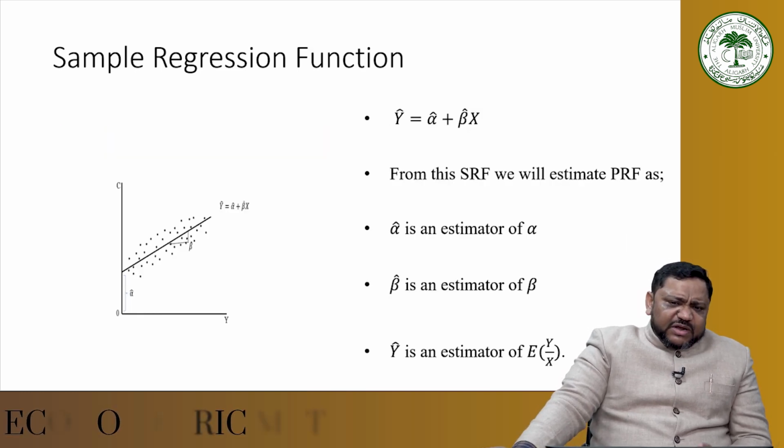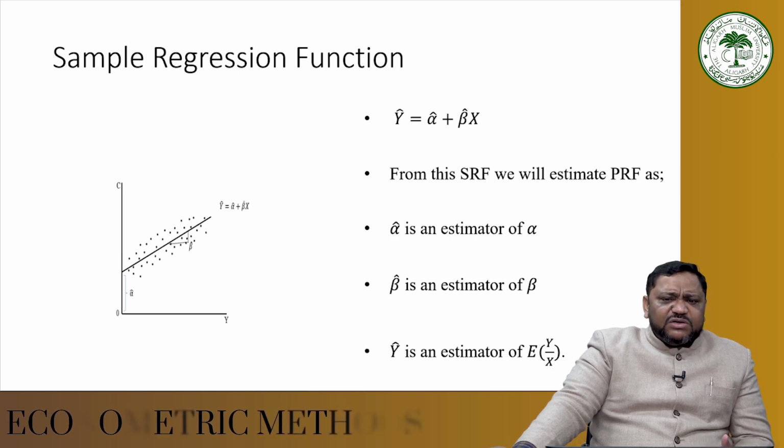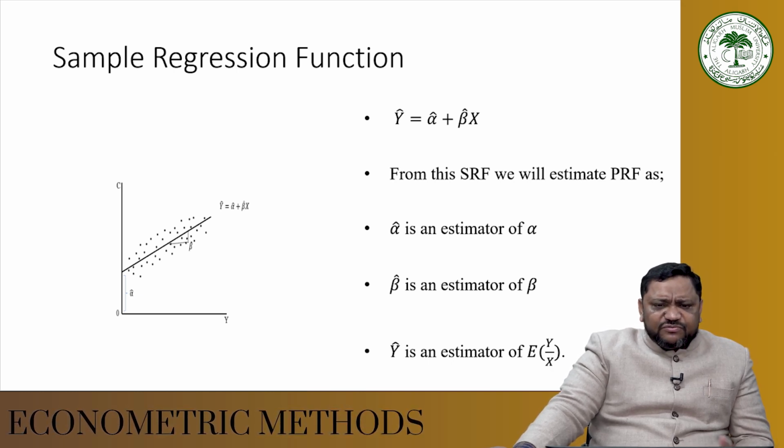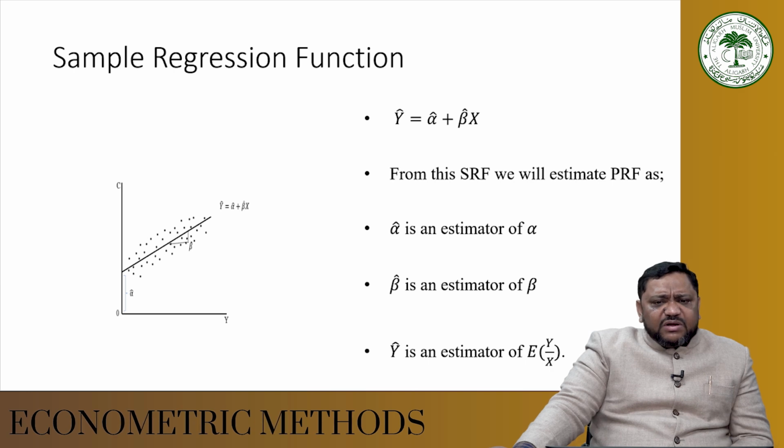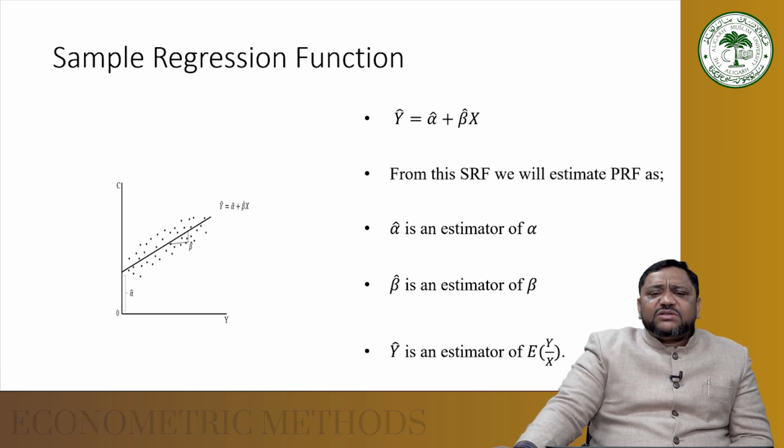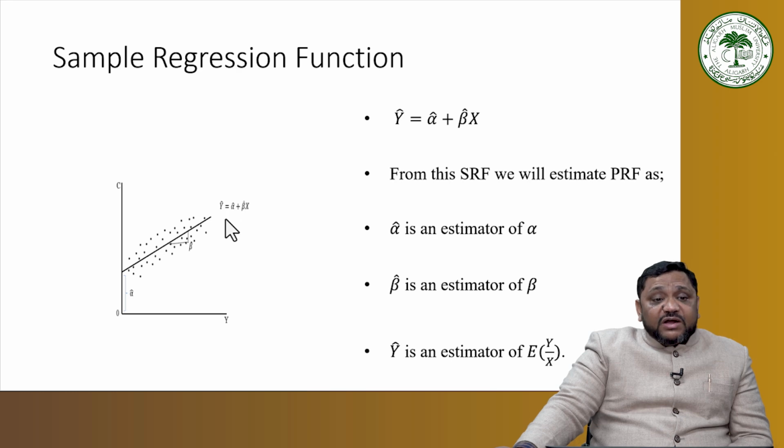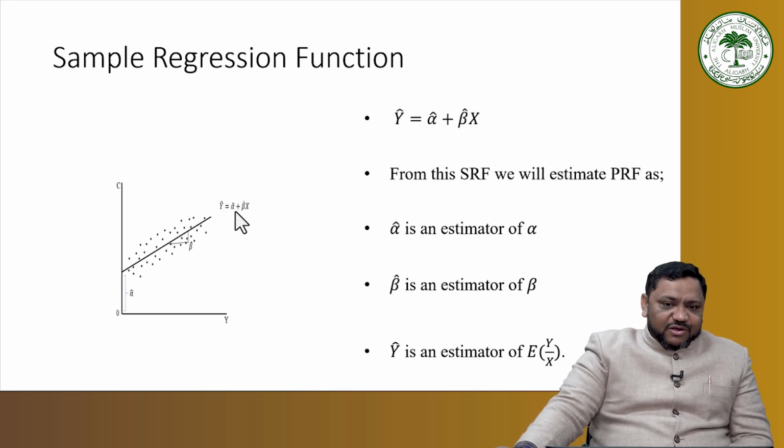So it can be seen from the points that some points are not on the line, as shown in the scatter diagram. But the line we have drawn is called the sample regression function. The line which is being shown over here is the sample regression function. Here we are representing it by y hat. Y hat is equal to alpha hat plus beta hat x.